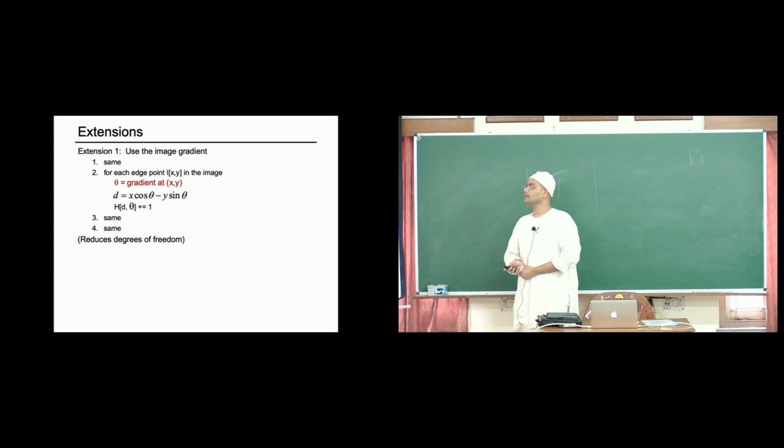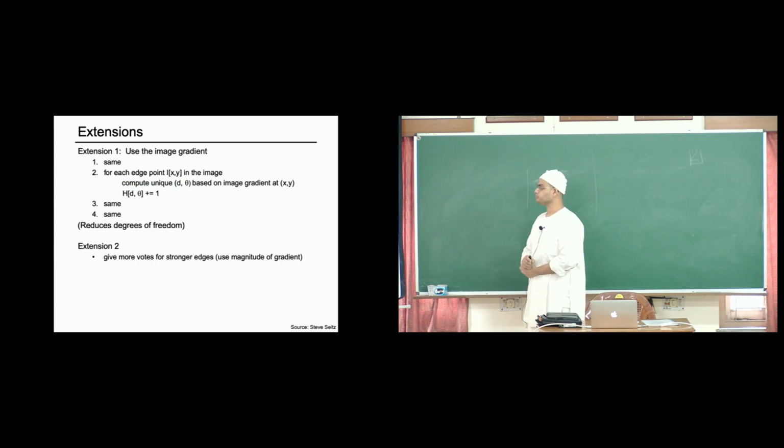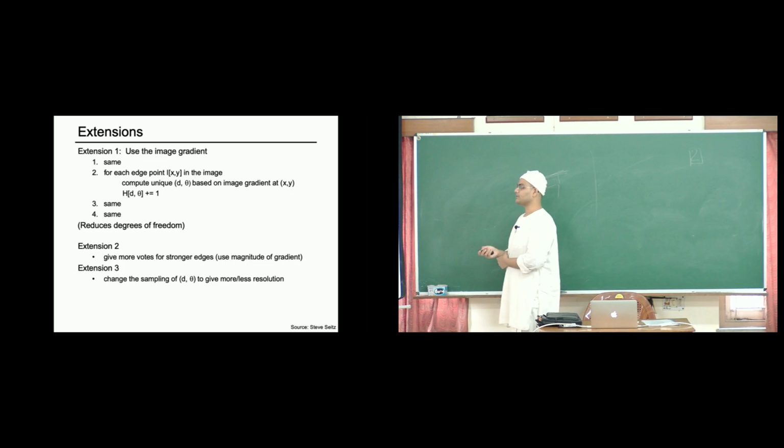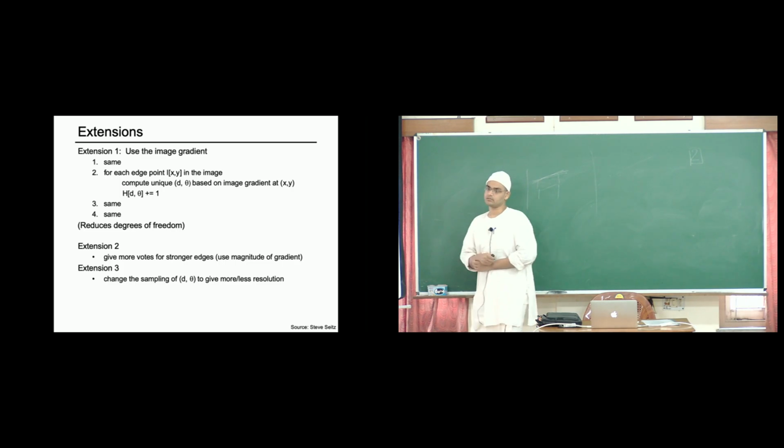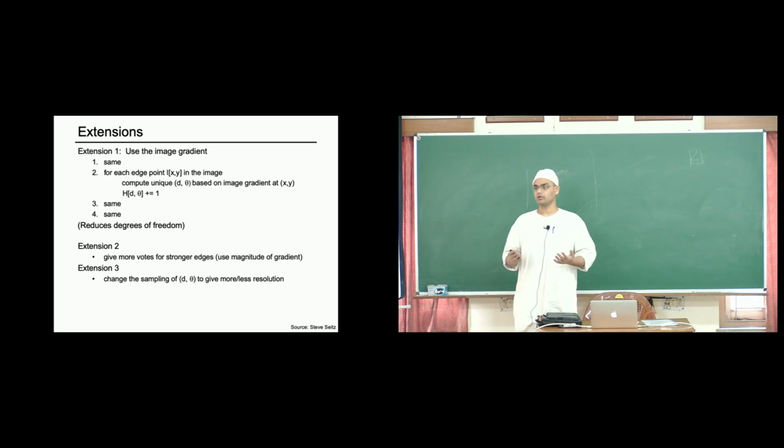Some other extensions can be used. Give more votes to the stronger edges, using direction and magnitude. If the magnitude is high, let it give more votes, not only one vote but more. Another extension: change the sampling of the degree of theta to give more or less resolution. We talked about that. That is totally on you. You have to see which one is giving you a better result.